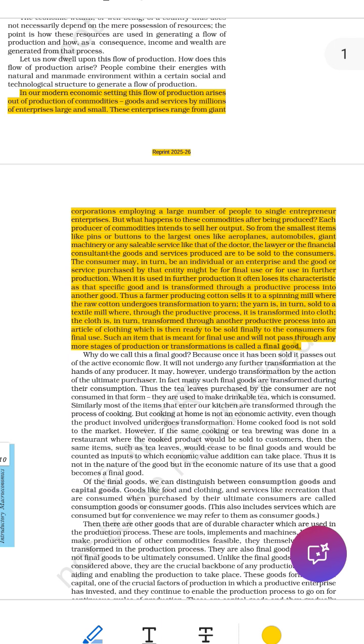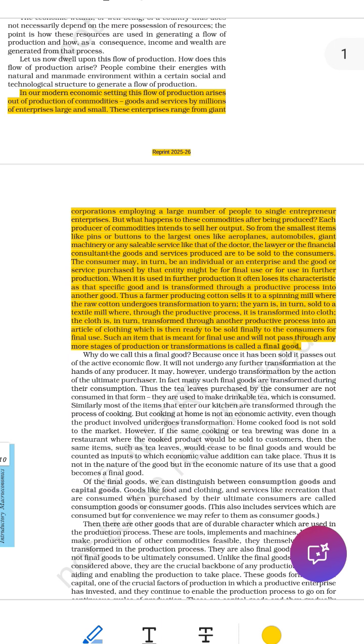Step 3. All kinds of things are sold, from tiny to huge. From the smallest items like pins or buttons to the largest ones like aeroplanes, automobiles, giant machinery. Easy explanation. Size doesn't matter. Anything that's useful can be sold. Some things are tiny and cheap, a paperclip. Some are huge and expensive, an airplane. Example, a shop sells tiny erasers. Boeing sells big aircraft to airlines. All of these are part of the economic world.